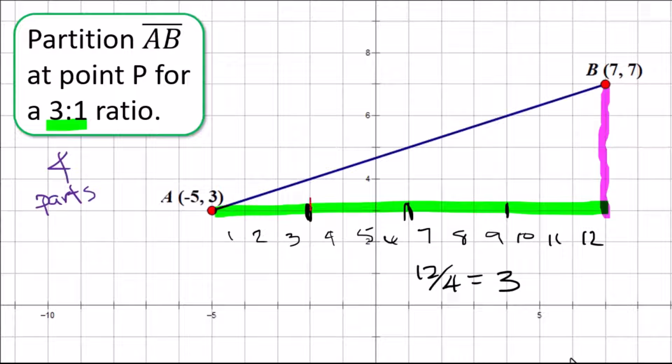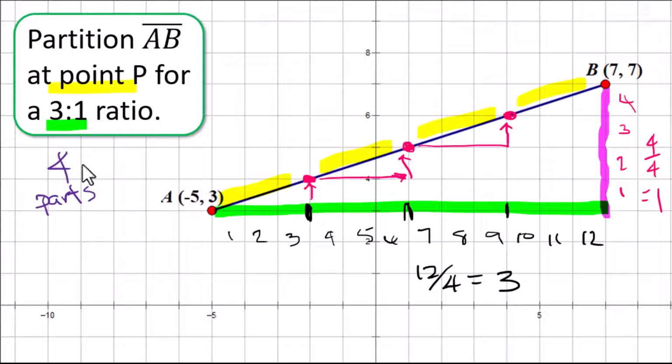Watch this. From this point, I go up to the line. There's a point. And there's my second point, right where it should be, after the 6th block. I now have 1, 2, 3, 4 parts. The question is asking us for point P that splits this into a 3-to-1 ratio. They're saying A to B, so we're going to read that as if you are moving from A to B. That's the 4th part. And the coordinates for that point are going to be our answer.